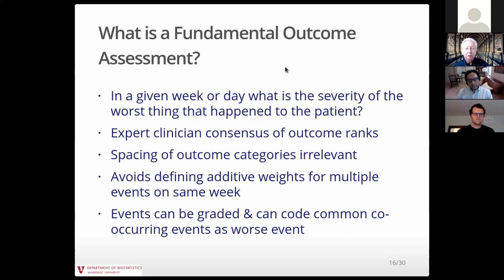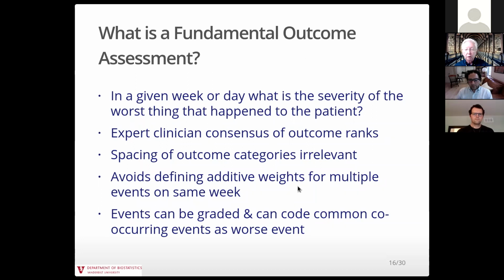The spacings of the outcomes are completely irrelevant. So we don't need to know how much worse death is than a big infarct. We just need to agree that death is worse than any infarct. Spacing is not used in the analysis. And so this approach, which is a hierarchical, worst event type of approach, you don't have to come up with additive weights. If somebody had multiple events in a given week, we don't need to derive weights for how to add up the multiple events. We're just saying if they had a worse event in a given week, we can ignore, for the most part, the less severe events that happened in the same week.